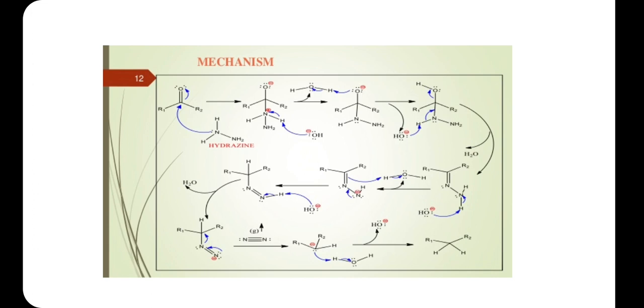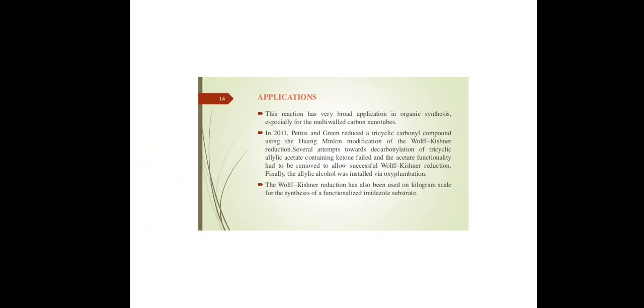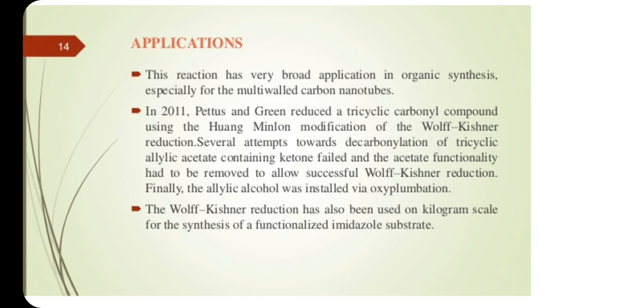So the first step in this reaction is the formation of a hydrazone anion by deprotonation of the terminal nitrogen by alcohols. So here the ketone is converted to hydrazone. The hydrazone intermediate is converted to an alkane. So this is the mechanism, and these are the applications of Wolff-Kishner reduction.